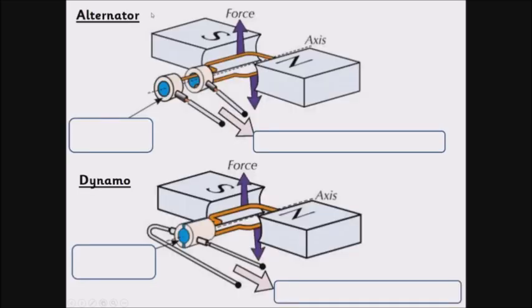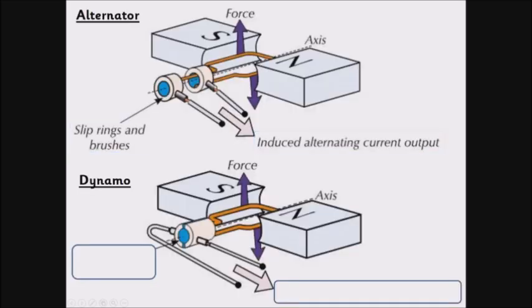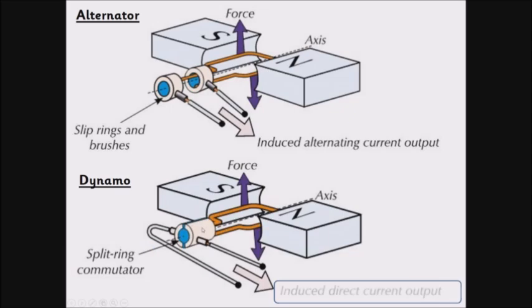So I've got 2 slightly better pictures here. This is the alternator, and the alternator has got slip rings and it produces alternating current, whereas underneath I've got a picture of a dynamo. It looks very similar, but the only difference is that this is now a split ring commutator, and this will produce direct current. If you think about the graphs, the graph for the alternator will be an alternating current going positive and negative. The graph for the dynamo would just be a graph that's going effectively positive.